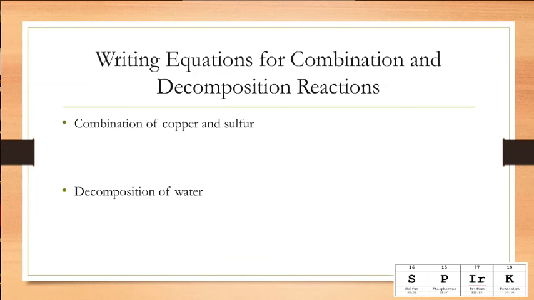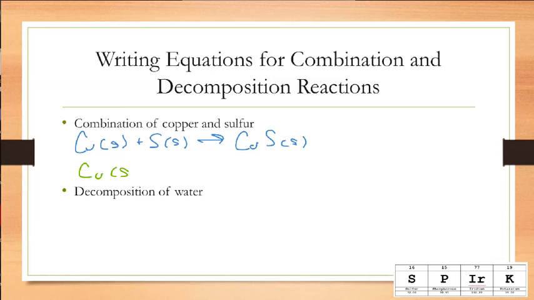So let's talk about writing equations for combination and decomposition reactions. So if we look at the combination of copper and sulfur, remember this is one of those ones where we could see multiple products because we know that we have copper 1 and copper 2. So let's start with copper 2. We have Cu, which is a solid, and we're adding that to sulfur, which is also a solid. And if this is copper 2, then we know that this is going to be CuS because our charges are going to balance.